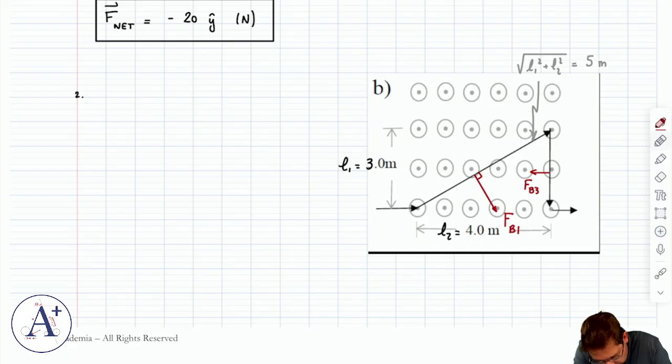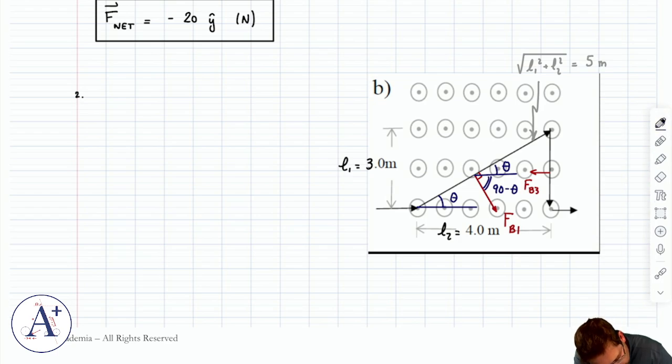So I need components here, right? Okay, FB3 is along minus x, but FB1 is down and to the right, so it has x and y components. All right, so then this angle here, maybe I make this angle here theta, which makes this angle here theta, which makes this angle here 90 minus theta.